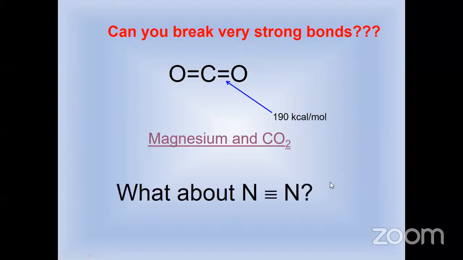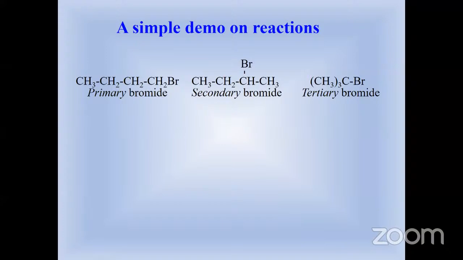Okay, what about the nitrogen-nitrogen triple bond? Can it be broken? Yes, of course, it is being broken every single day in the fertilizer factories, again, by using a reaction that we all learn at the high school level, the Haber-Bosch process. And this bond is actually one of the strongest bonds between two identical atoms. It is 227 kilocalories per mole. Okay, so now let me switch to a simple demo on organic reactions.